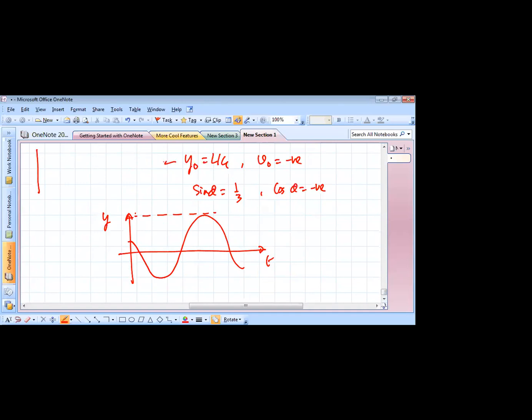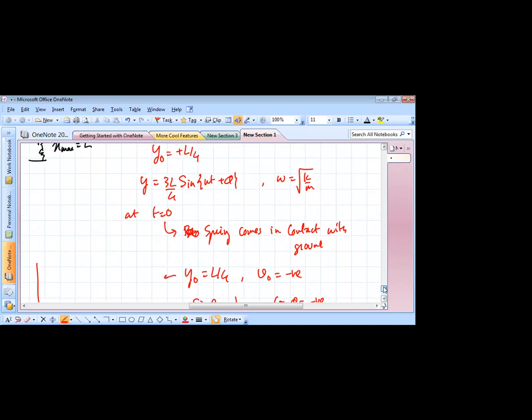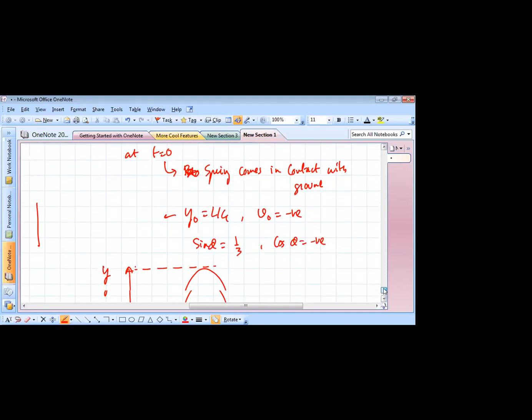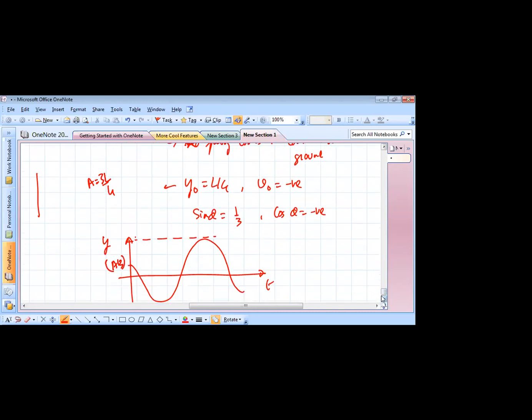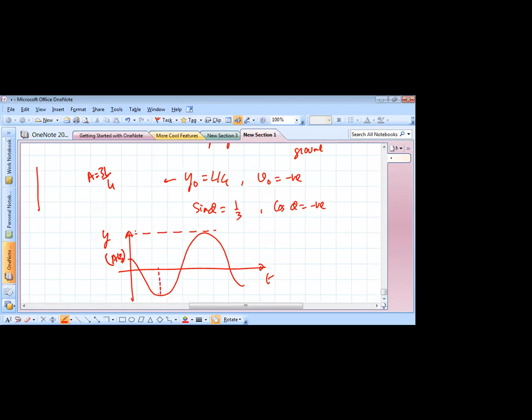L by 4 means it is how much? 1/4 of amplitude. Right? Because amplitude was, sorry, it's 1/3 of amplitude. The amplitude was L by, what was the amplitude? So it is 1/3 of the amplitude. So from L by 3 to minus A, how much time does it take? That is what we have to calculate.